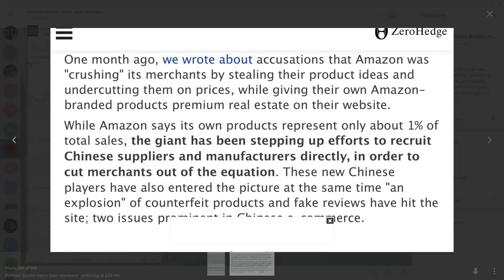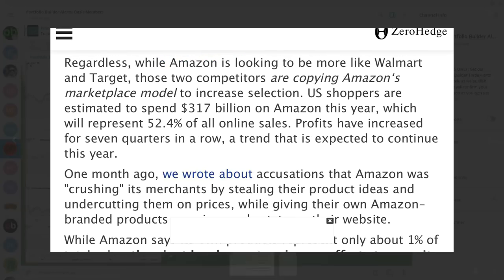Meanwhile, Amazon's making moves to raise the bar on who can be a seller in their marketplace, as well as going for same-day deliveries. This will put more pressure on retail, and currently they already own 50% of all online purchases, which is estimated to be $317 billion this year.